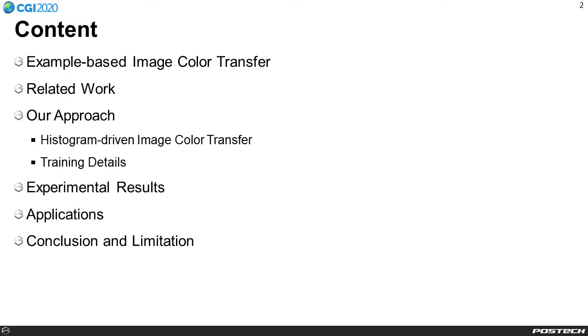In the presentation, I will first explain what example-based image color transfer is. Secondly, we will discuss shortly related works and their limitations, which motivated us to come up with our approach. Then we will delve into more details of our work, where I will share the framework and its implementation details. I will also share experimental results as well as applications of our work. Finally, I will wrap up the presentation with some discussion.